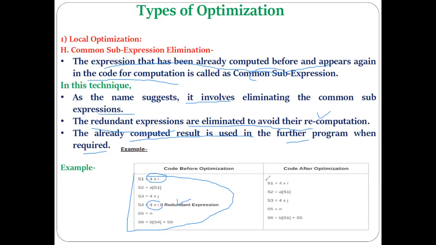So in order to optimize it, you can write this instruction first, then S2, S3. So you can directly eliminate this sub expression as a part of the common sub expression elimination, and you can write the rest of the part as it is.